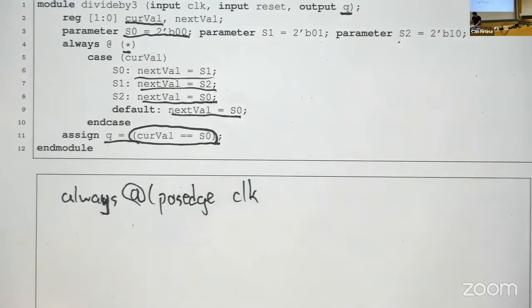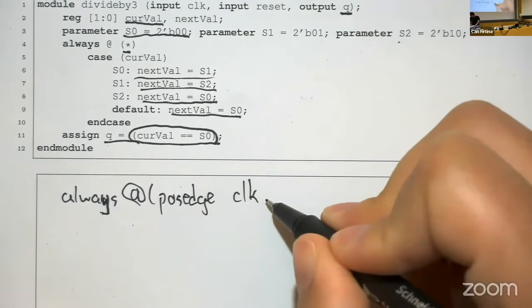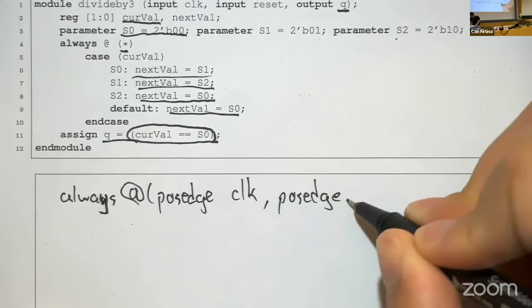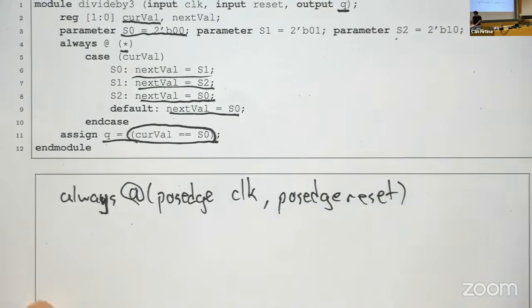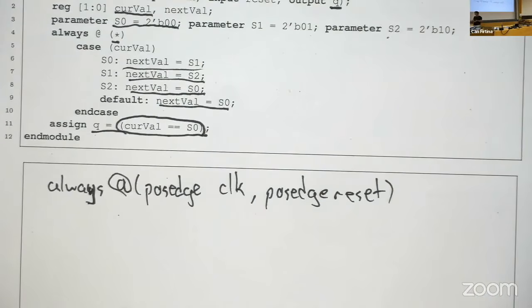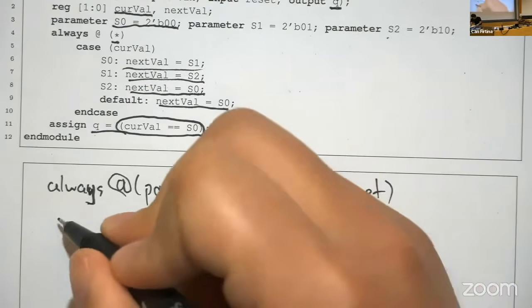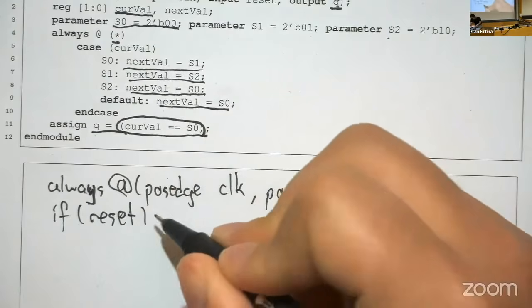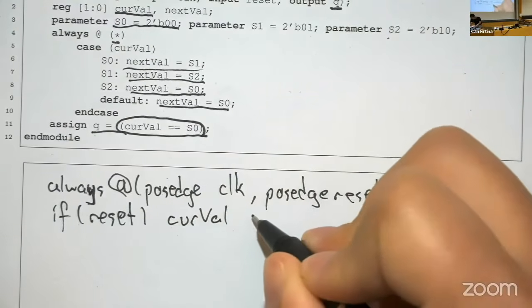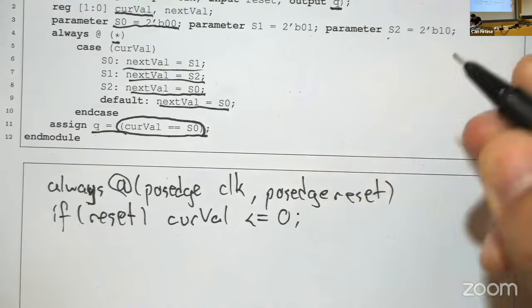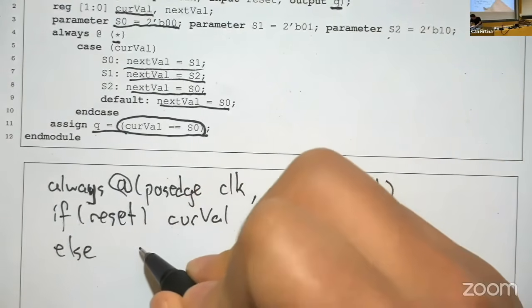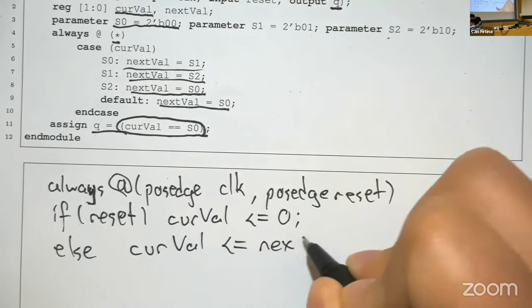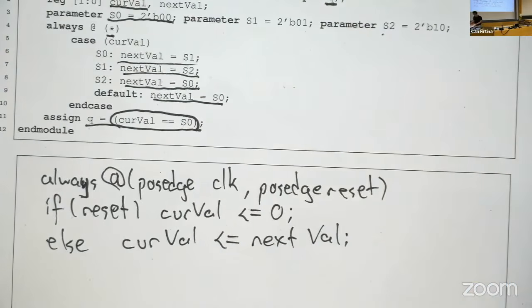We want this to be triggered with the positive edge of the clock. And a reset signal, because when the circuit is reset, we want the current value to have a valid value. And then inside here, if reset is high, we're going to assign 0 to the current value. And if it's not, we're going to assign the next value to current value. And what this does is it makes it a proper state machine.